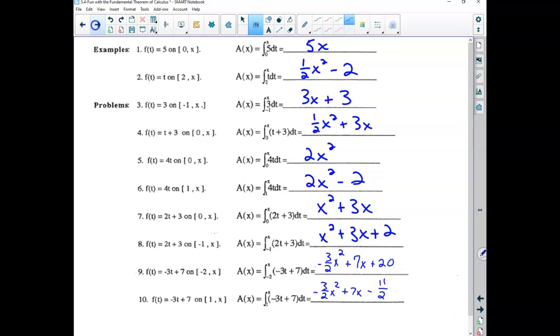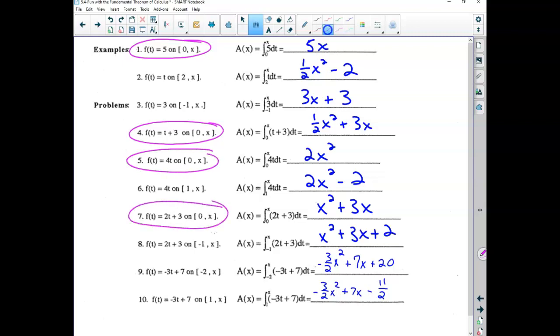Well, if you paid attention yesterday, hopefully you noticed everywhere that my a value was 0, none of these have a c value on them, right? It's just the algebraic part of the derivative. There's no constant. But whenever I had a lower limit other than 0, notice we got that c value. And the question is, where the heck did that c value come from?